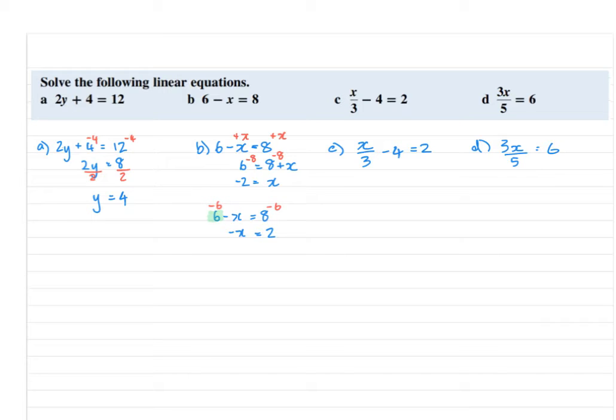equal to 2. Now when I was solving, I wasn't solving for negative x, I was solving for positive x. So in order to remove this negative sign, let's multiply both sides by minus 1. That leaves me with x is equal to negative 2. Same answer.